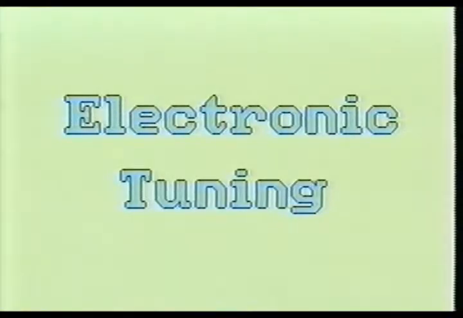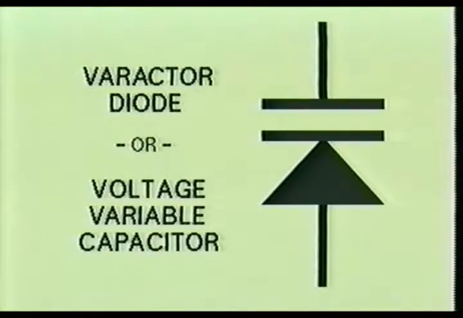In the newer television sets, electronic tuning is used almost exclusively, which provides no moving parts within the tuner section. This is accomplished by a special component known as a varactor diode or voltage variable capacitor. Here you see the schematic symbol for this device.